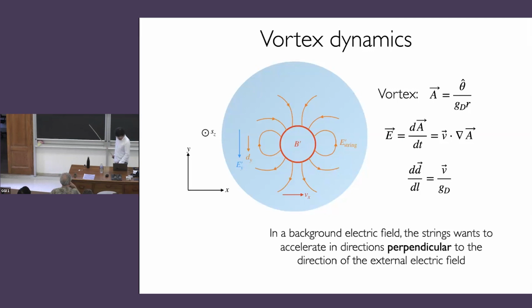So what happens? Well, if I turn on a background electric field, this electric dipole wants to align such that it will minimize this dipole energy, E dot D, right? And what it means is that this vortex line will be accelerated in the direction that is perpendicular to the field you set up. Okay, so this is very analogous to the Hall effect. If you have a perpendicular electric field, the current goes in the perpendicular direction to the electric field.